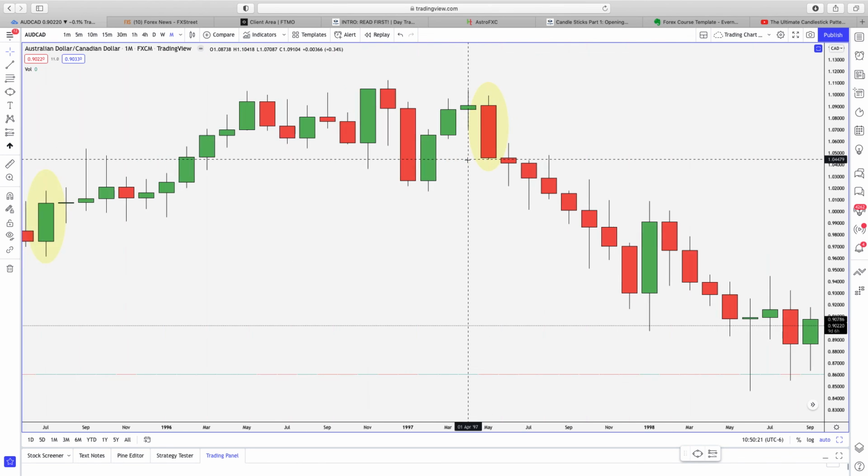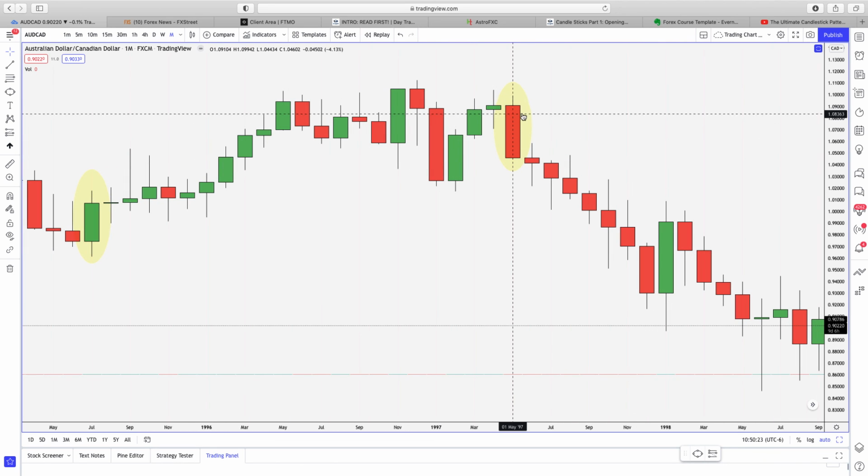So, our 4 main general rules. The open of the candlestick, the close of the candlestick, the high that the candlestick made, and that little wick is the low of the candlestick. And that is our introduction to what is a candlestick.